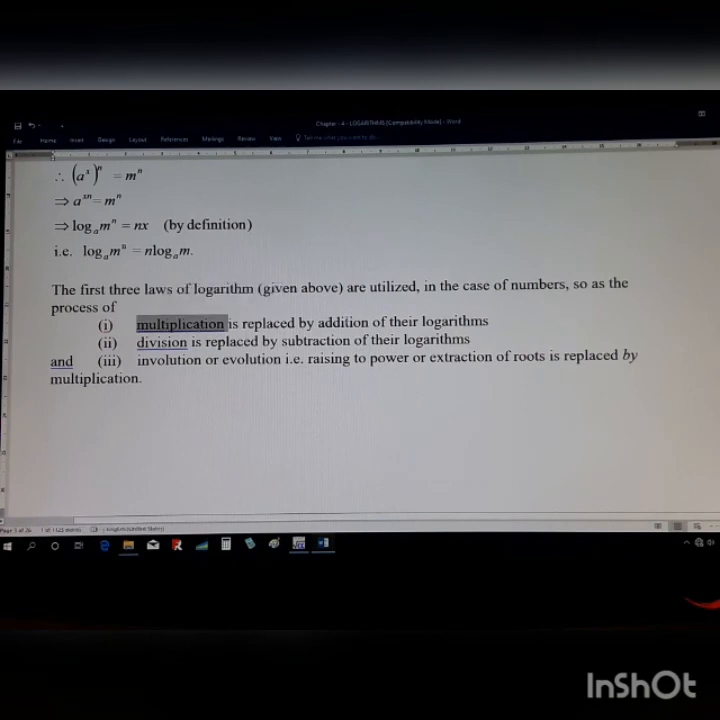Now from the three laws above, we see multiplication is replaced by addition, division is replaced by subtraction, and involution or evolution, that means raising of powers or extraction of roots, is replaced by multiplication. So these are the advantages that we have in case of logarithm.